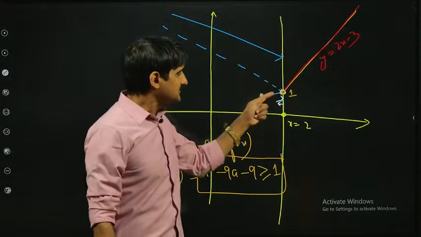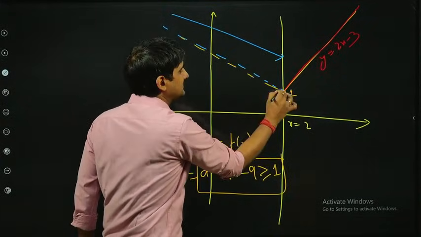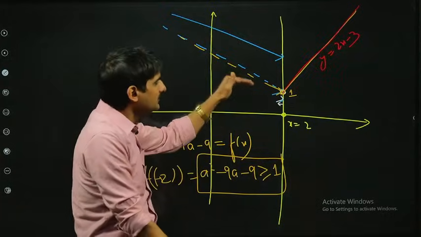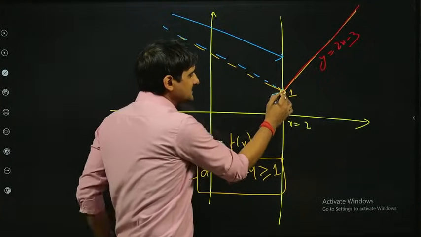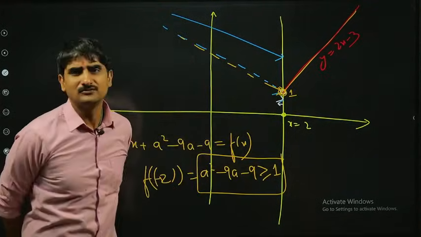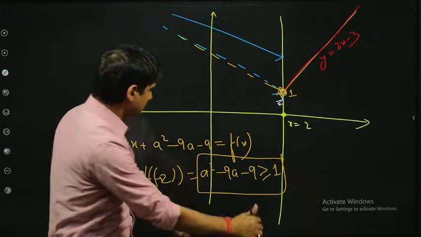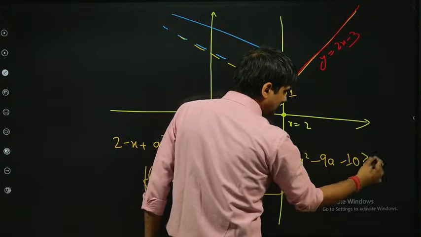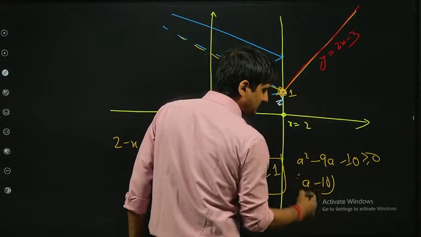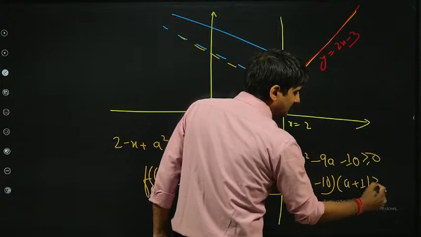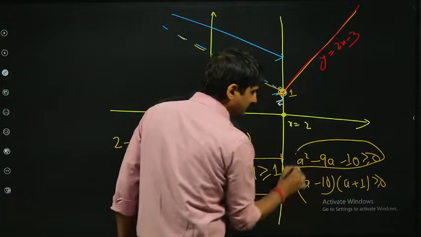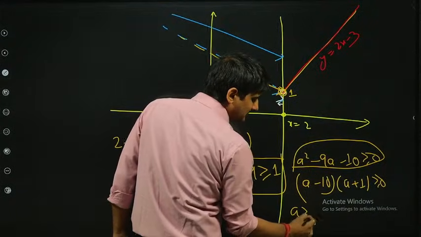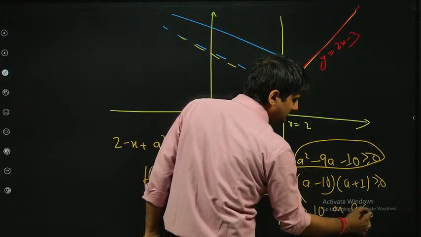Either any line which matches this point or above it, because in that case this is always going to be the point of minima. So that's it, solve it. a square minus 9a minus 10 is greater than or equal to 0. So (a minus 10) into (a plus 1) is greater than or equal to 0. Open upward quadratic is positive beyond the roots. So that means a should be greater than or equal to 10 or a less than or equal to minus 1.